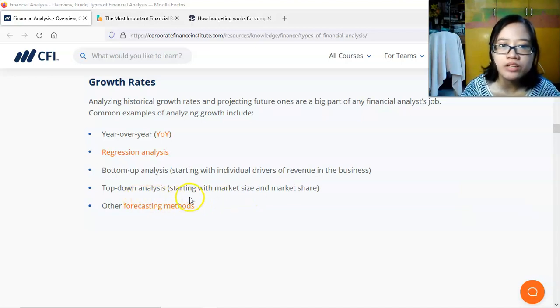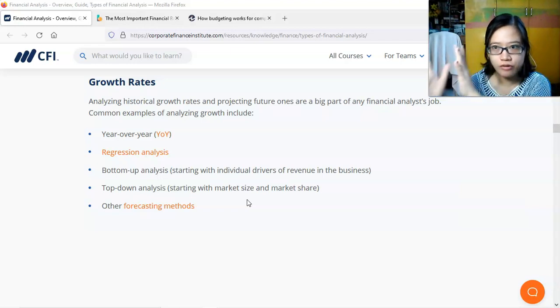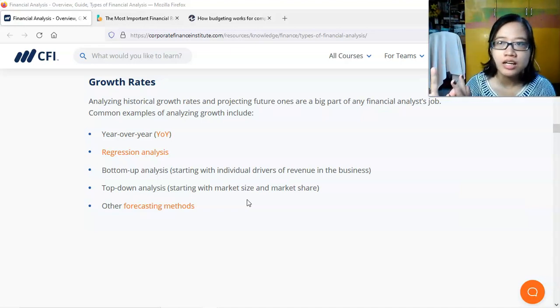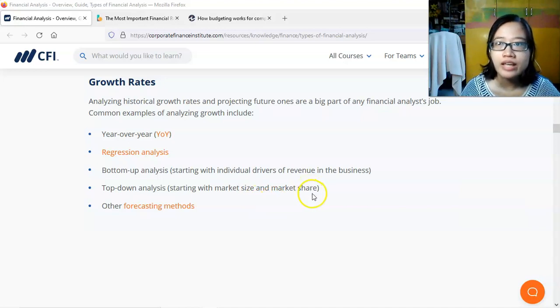Tapos ito namang top-down analysis, outside the financial statement. Ito kasi ang focus mo ay market size. So, ang information na kailangan mo dito, you have the information about the company and then information about the industry average or industry mismo, okay? Para alam mo magkano yun, kasi market size ito, saka market share yung hinahanap, okay?